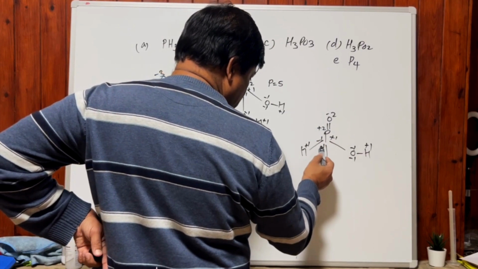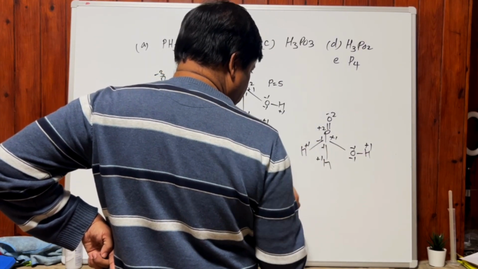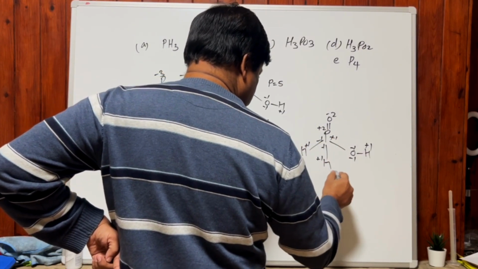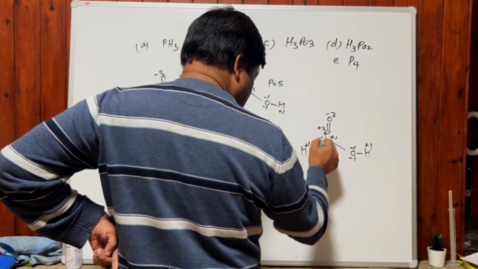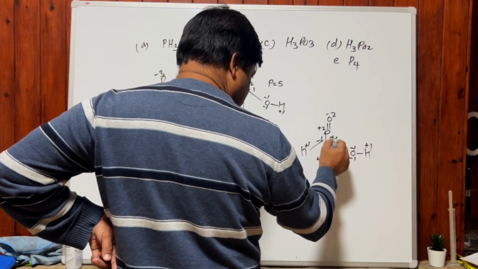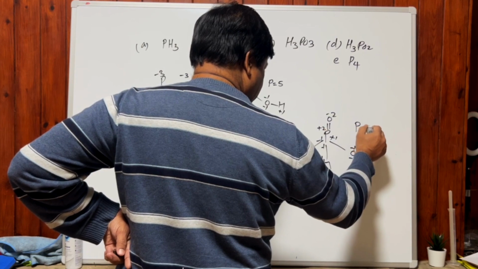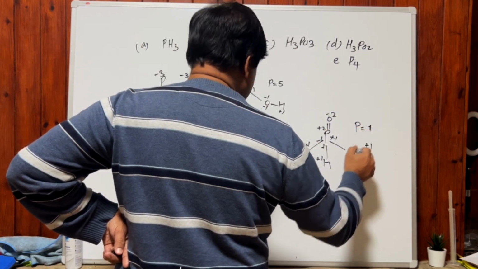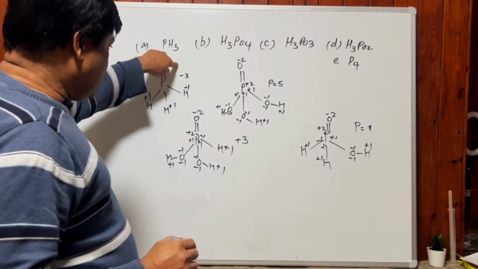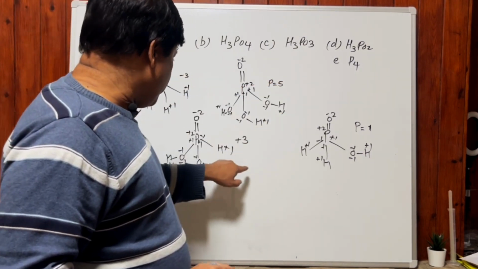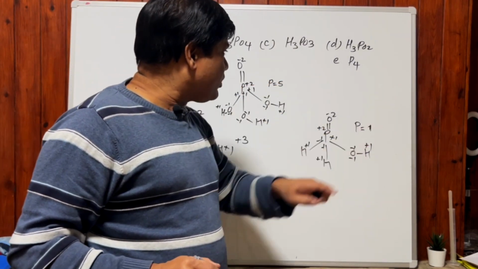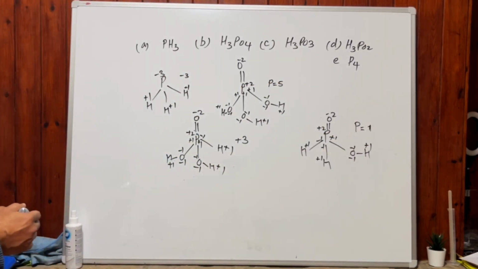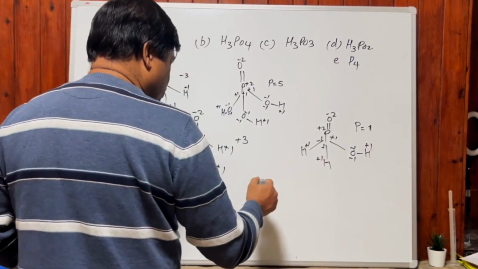Plus 2, minus 2, plus 1. So plus 3, minus 2. Look, plus 2, minus 2, minus 1 cancel, plus 1. So P equals 1. So it's showing minus 3, plus 5, plus 3, plus 1, variable oxidation state. And phosphorus is 0.